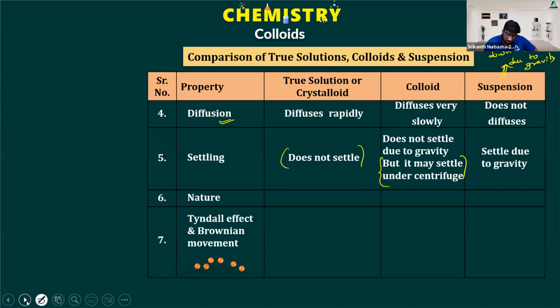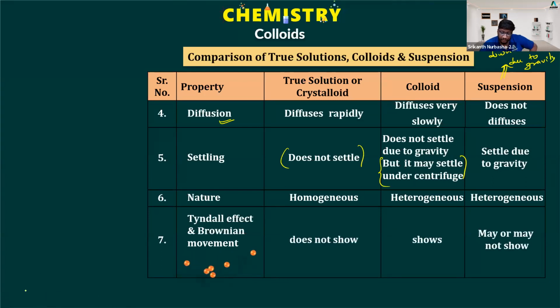Try to look at the nature. Nature is homogeneous for true solution. Colloid and suspension is heterogeneous. Tyndall effect and Brownian motion. Colloidal solutions will show Tyndall effect and Brownian motion. True solution will not show Tyndall effect. Suspensions, they may or may not show. That depends upon the particle size again.